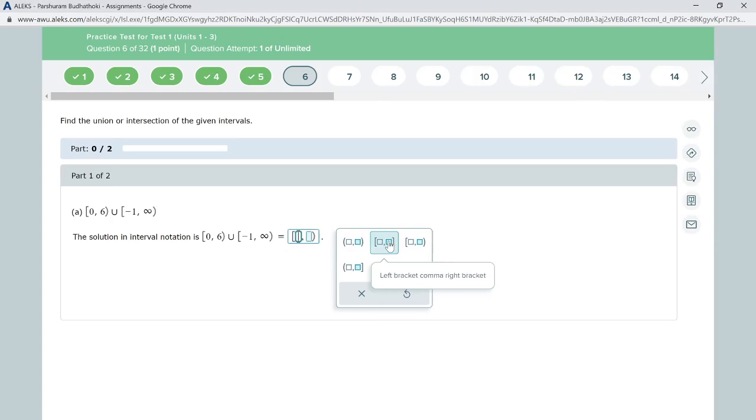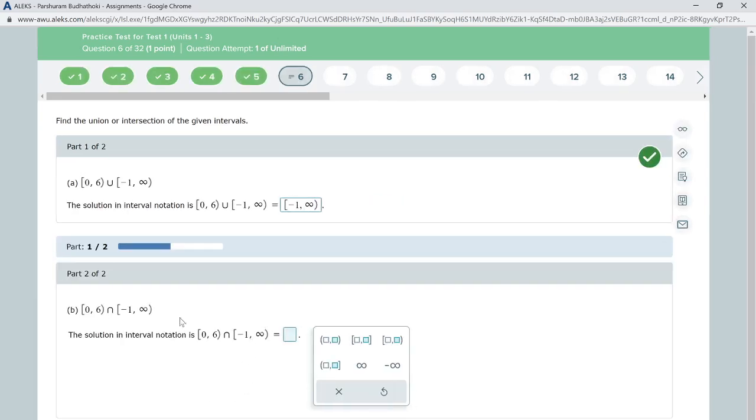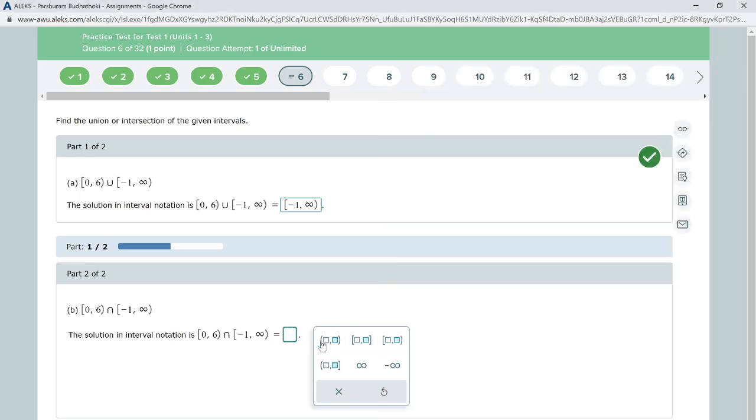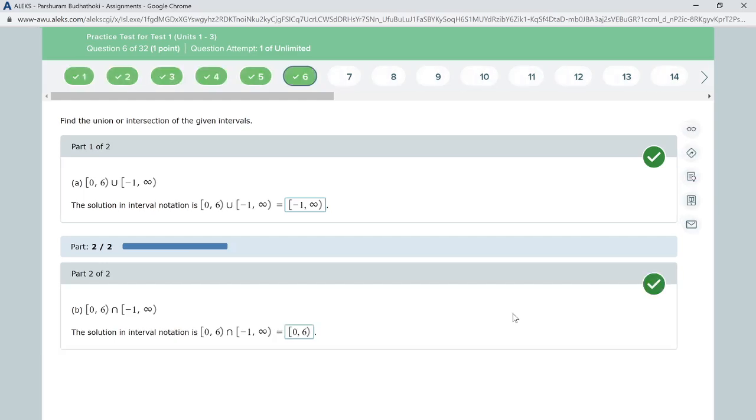So union is negative 1 to positive infinity. And intersection, as you can see here, means what is common between the bigger set and the small set. The common is the small set, this part, which is 0 to 6. So including 0 and not including 6, that's the intersection. Okay, let's go to the next problem.